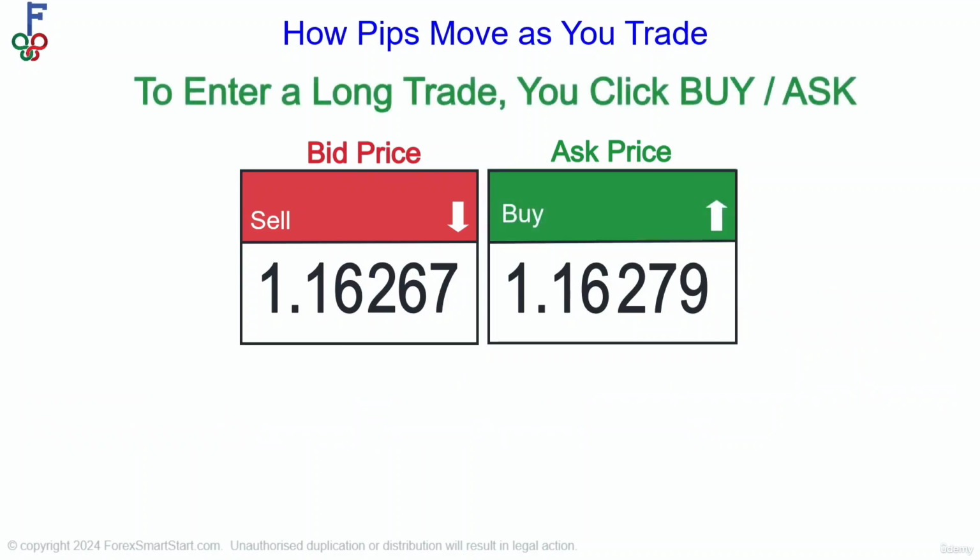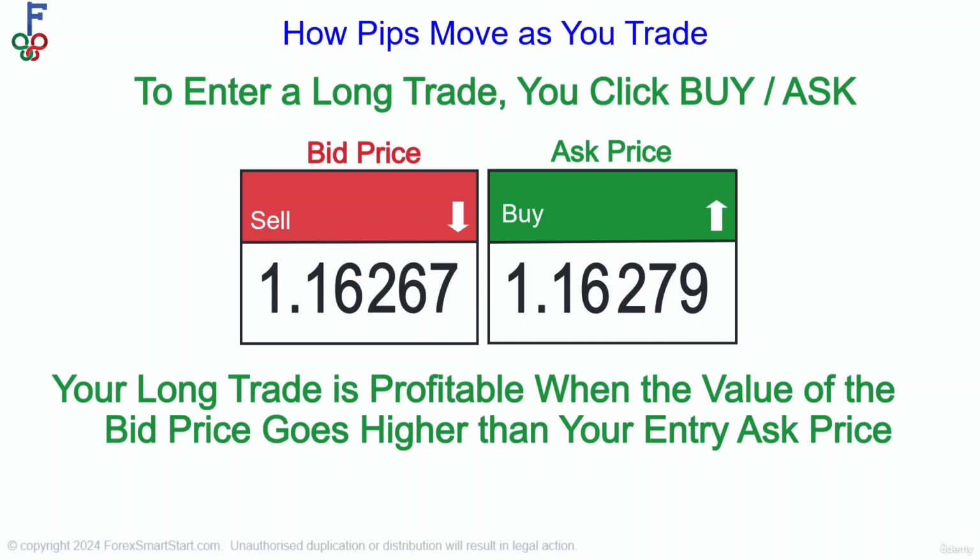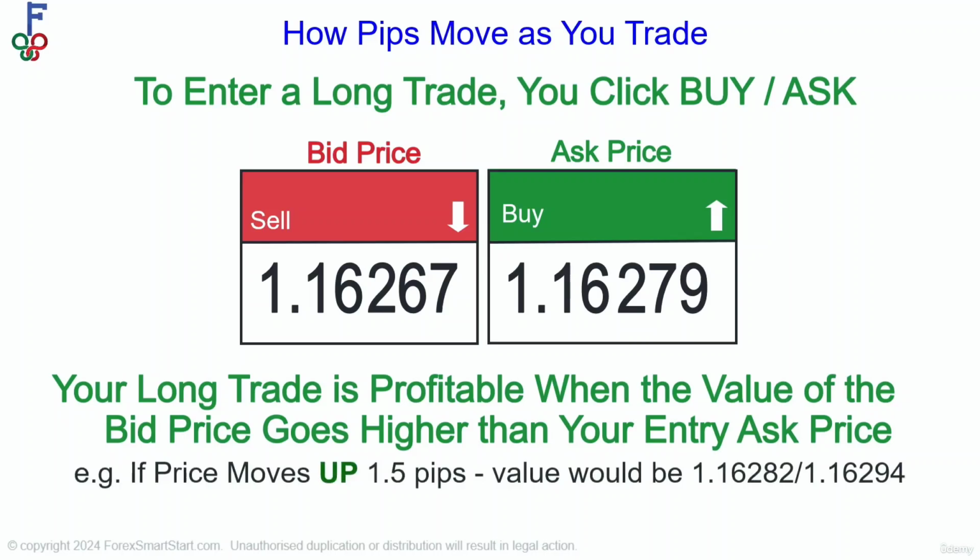To enter a long trade, you click the buy or ask price. Your long trade is profitable when the value of the bid price goes higher than your entry ask price. For example, if price moves up 1.5 pips, the value would read as 1.16282 / 1.16294. That's an increase in 1.5 pips for the currency, displaying in both the bid price and the ask price. And that's how it would look in your order windows.